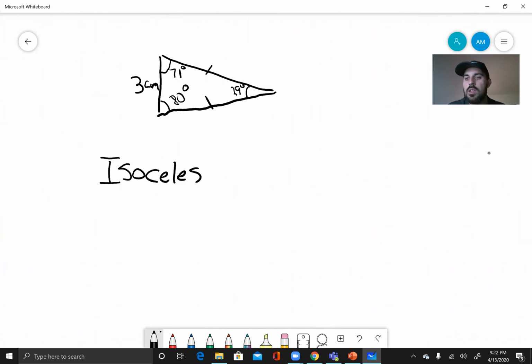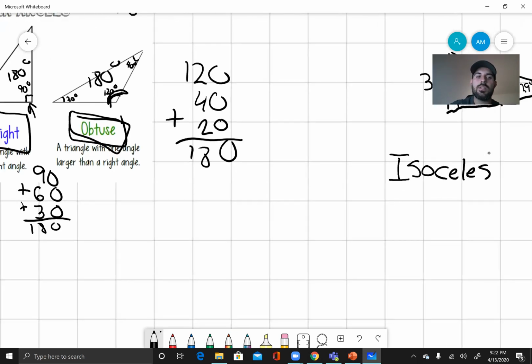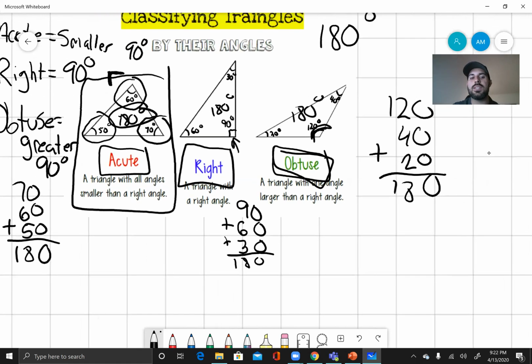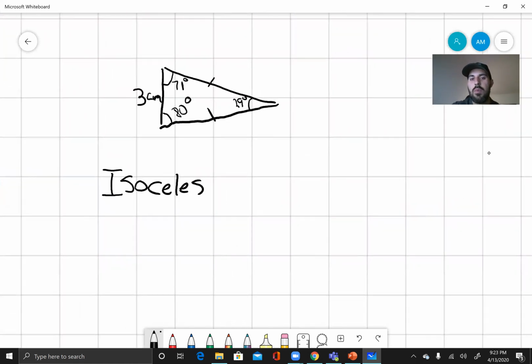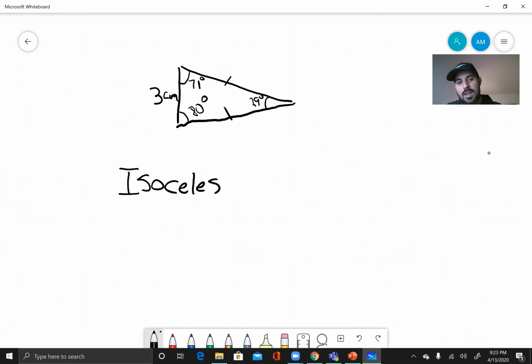Now I'm not done. So I identified it by its sides. Now I need to identify it by its angles. So now let me look at the angles. I have an angle of 71 degrees, 80 degrees, and 29 degrees. All of those sound like what? They're all less than 90 degrees. If they are less than 90 degrees, that means they are acute angles. So we would identify it as an acute triangle because it has all angles less than 90 degrees. So my final classification of this triangle will be an isosceles acute triangle.